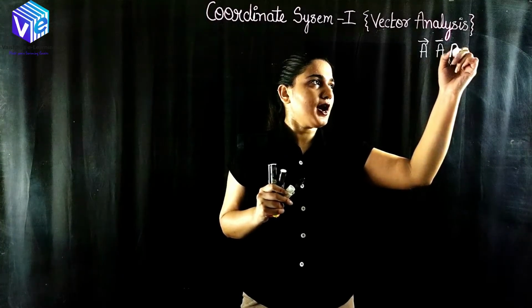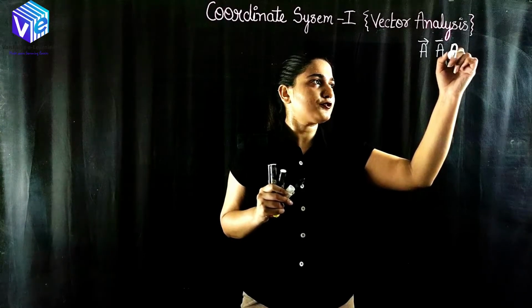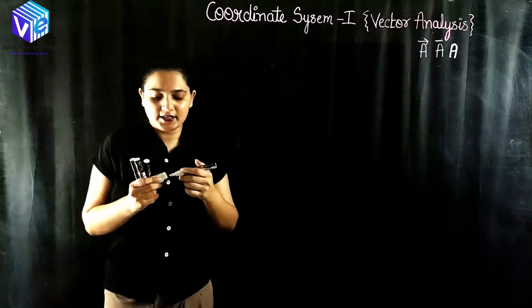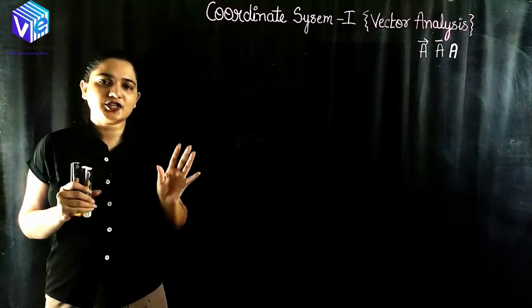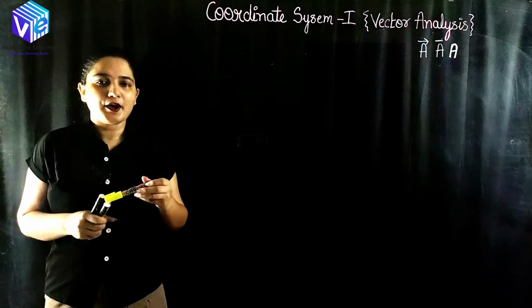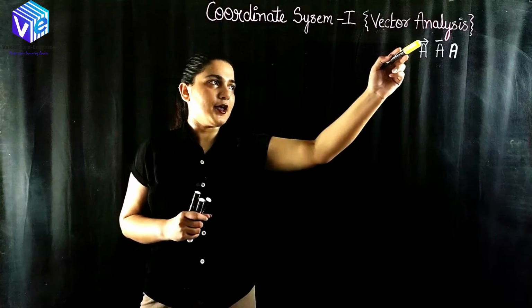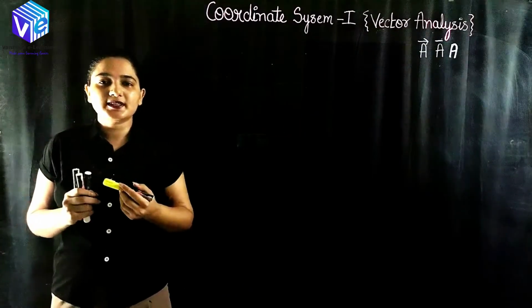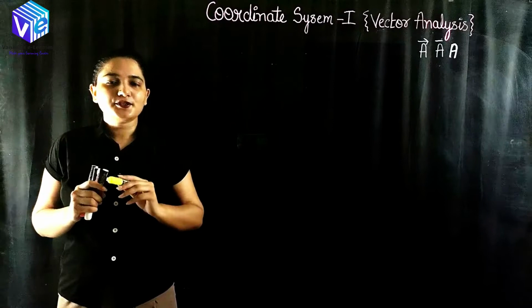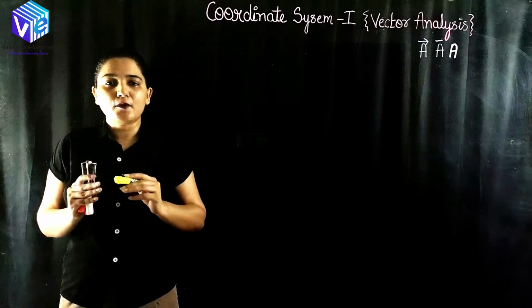Now what I can do, I can bold this A. So a bold A also represents the vector quantity. So these are the three representations of the vector quantity. I hope there is no confusion now. Whenever you see A with an arrow on it, A with a line on it and a bold A, this represents a vector A. Okay, so there are three kinds of vectors that I want to discuss.